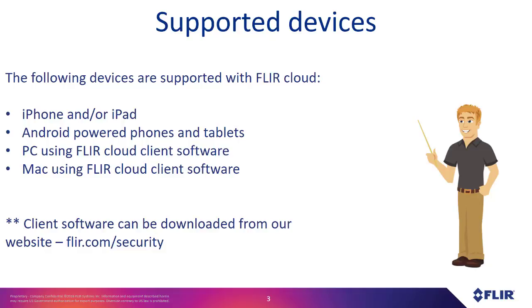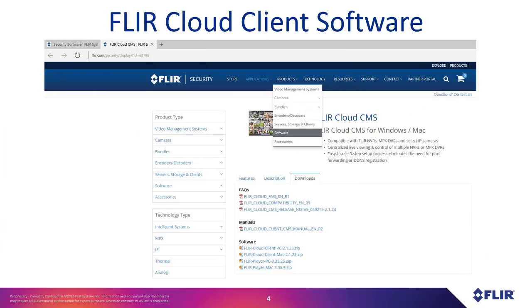You'll first begin by navigating your way to FLIR.com. Use the toolbar at the top of the screen to navigate to Products and Security, and then Products and Software. This will bring you to the information page on FLIR Cloud. You'll find at the bottom of the screen download links for both PC and Mac software versions.